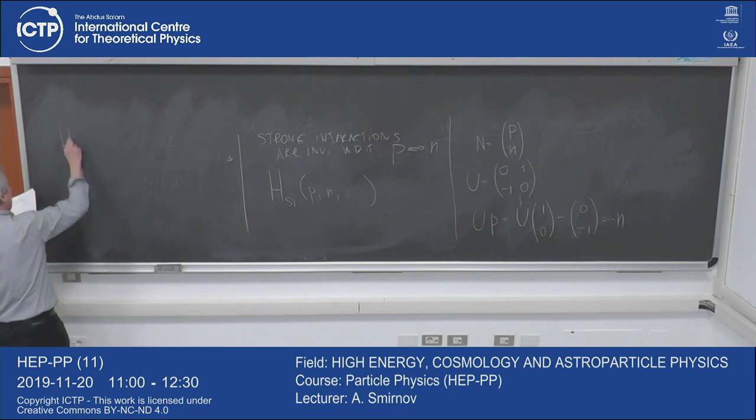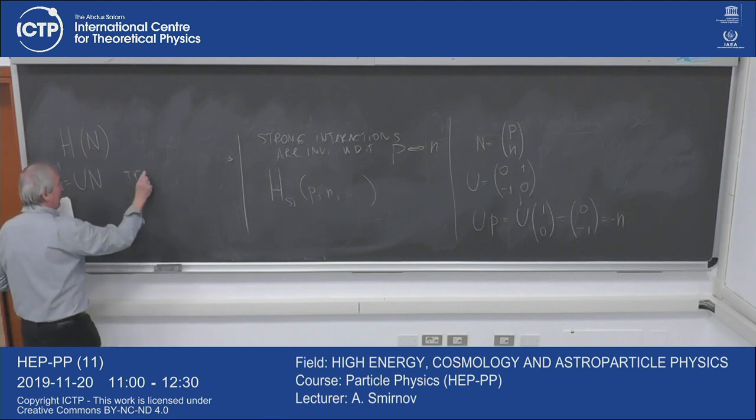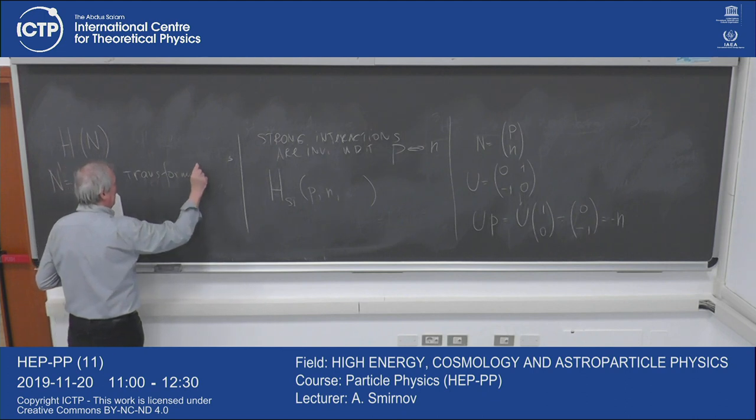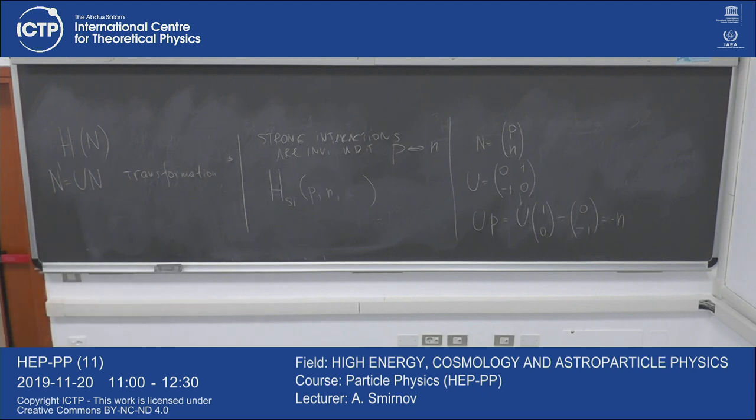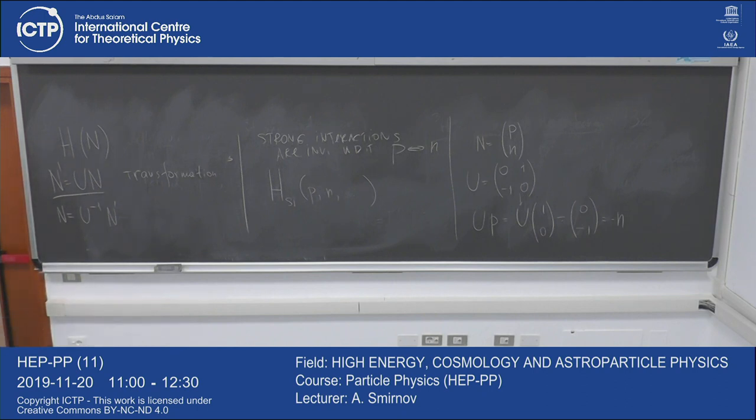So suppose we start with this Hamiltonian, which depends on n. The Hamiltonian should eventually be expressed in terms of wave functions or operators or fields of this proton and neutron, right? Now we are doing a transformation. So from n, we make a transformation of this type. Now we can use this relation and write that n is U minus 1 n prime. So these are initial fields, these are transformed fields. In general, this n prime can be a mixture of proton and neutron wave functions and operators.